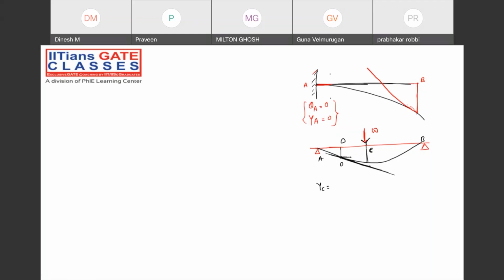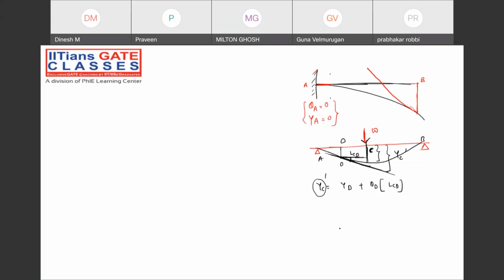How can we calculate this? The total YC deflection will be YD plus, how can we determine this? Theta D into the length, the distance between C and D, right? That will give me this total length. This YC dash will be this one.